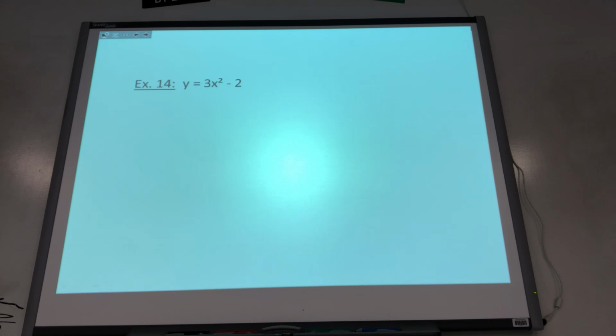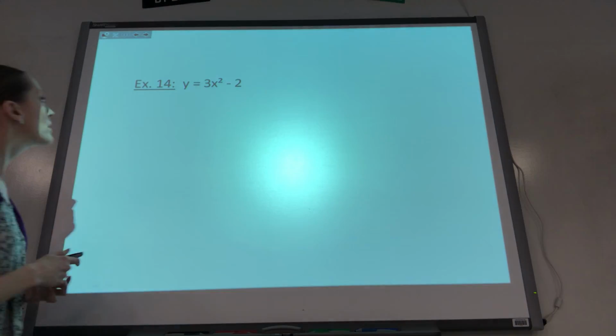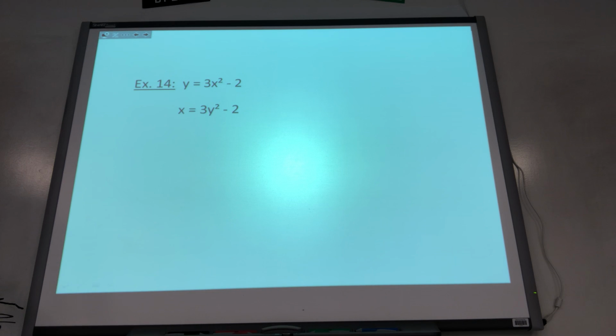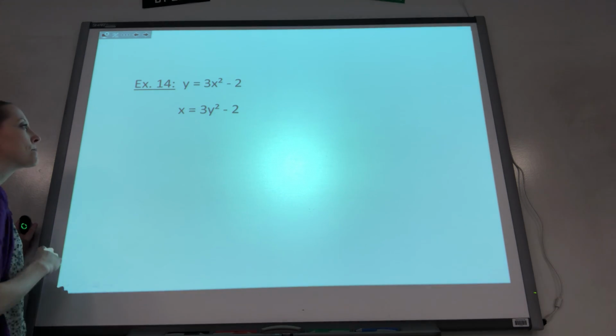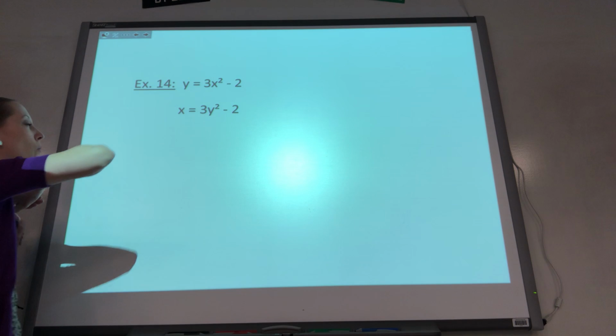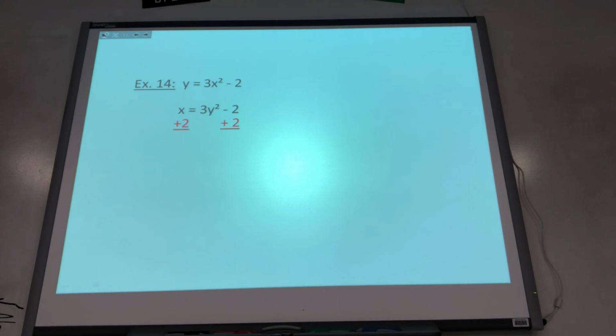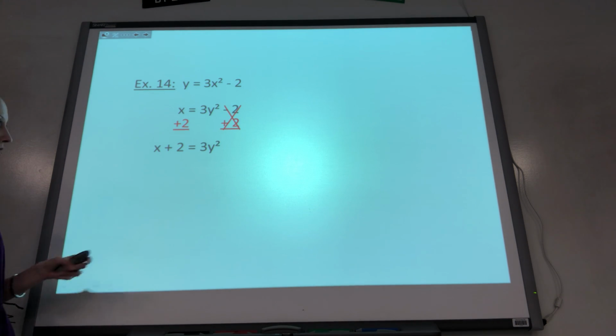All right, now I want to try one more of these, and then 6-8, that'll be it. Number 14, y equals 3x squared minus 2. This does just have y out front, so we can just leave our answer with y when we're finished. We do need to switch x and y, and then solve for y. So add 2. I hope we all know to do that first.